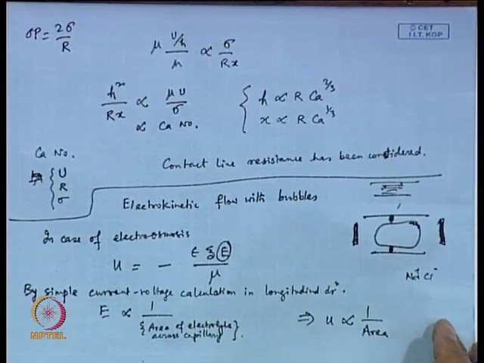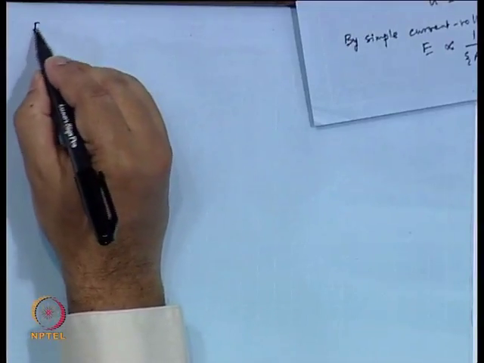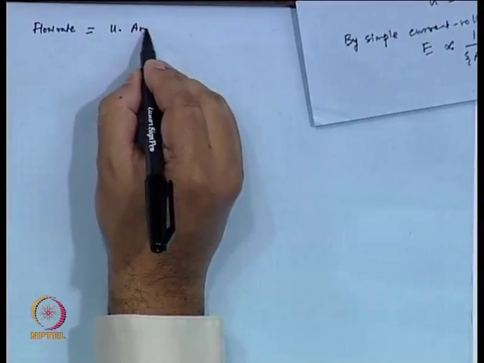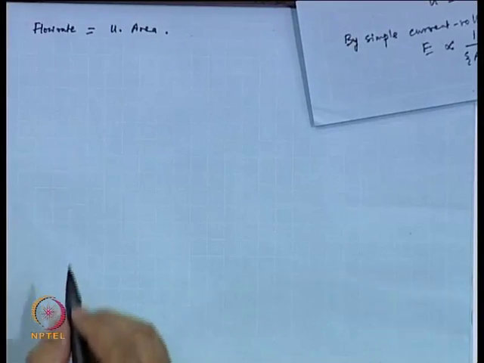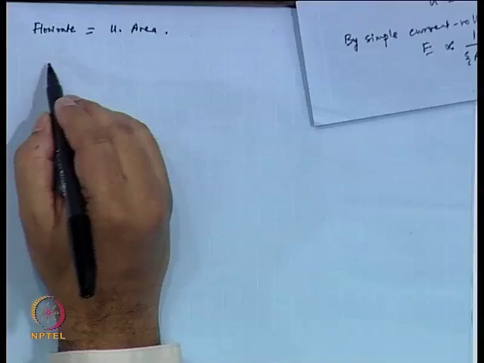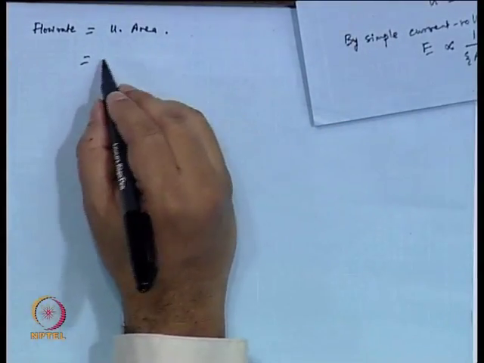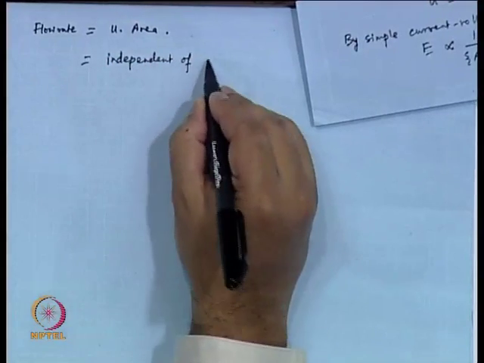All right. Now you have, on the other hand, the flow rate. Flow rate is basically U multiplied by area. All right. So, what you will have here is that the flow rate, since U is inversely proportional to that area, will be independent of cross-sectional area.